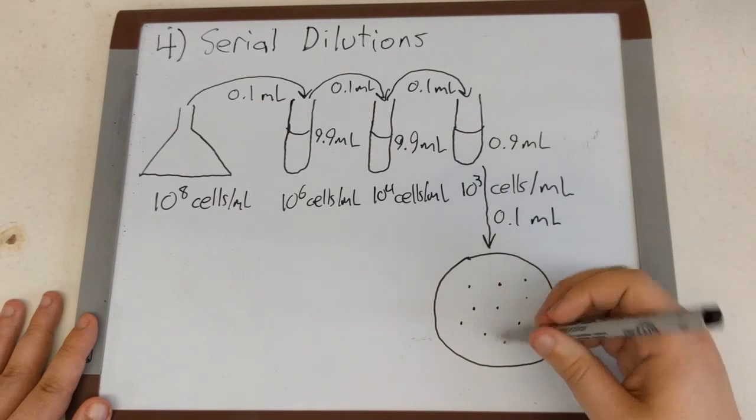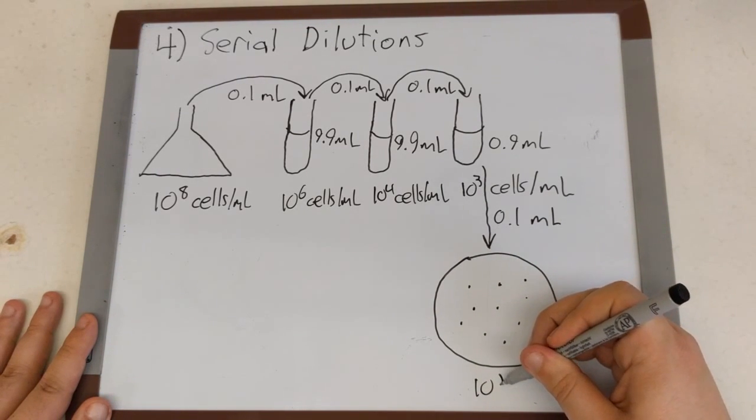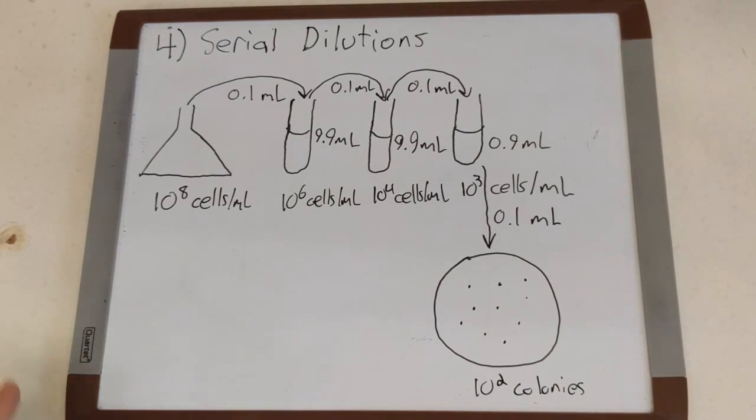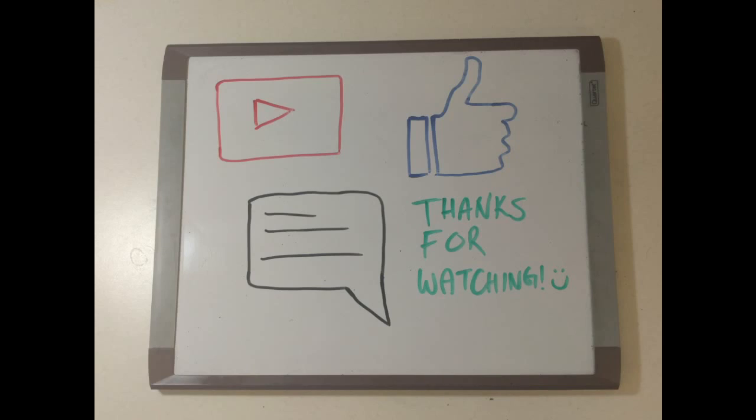So if you don't know how many cells you started with, you could also just count the number of colonies that have grown on your plate and then use the dilution factor to calculate the number of cells in your flask.